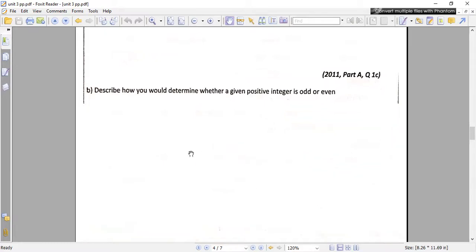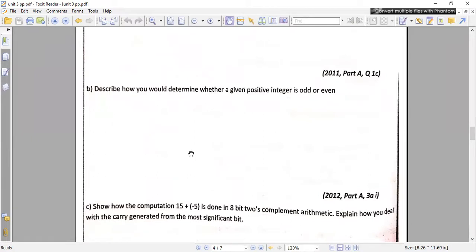Yeah, determine whether a given positive integer is odd or even. Odd or even when you are dividing by two. If your remainder is 1, it is odd. Otherwise 0, even. That means if your remainder is 0, definitely it's even. Otherwise it's odd. That you have to mention.